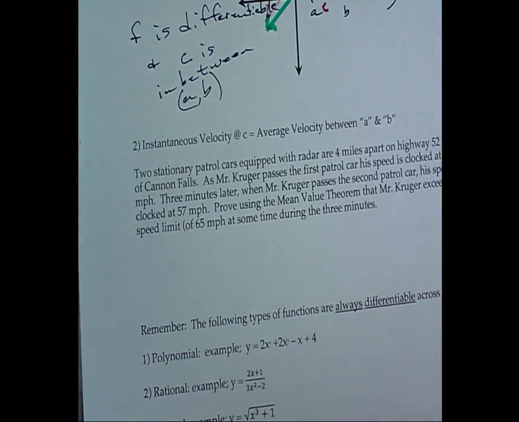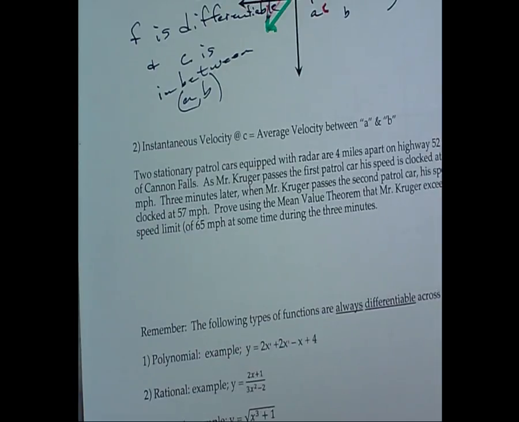Okay, true story. Julia, two stationary patrol cars equipped with radar are 4 miles apart on Highway 52 south of Cannon Falls. That's how you have to get to Rochester. That's how you have to get to Plainview, Minnesota, if you live in St. Cloud or Bemidji. As I pass the first patrol car, my speed is 60 miles per hour. Denise, the speed limit is 65. I'm well under the speed limit. No ticket for Kruger.